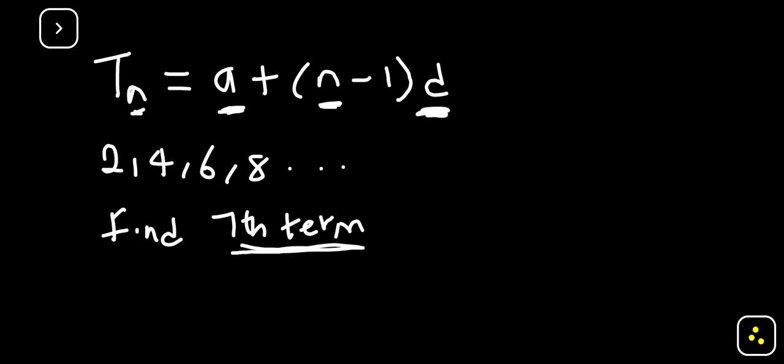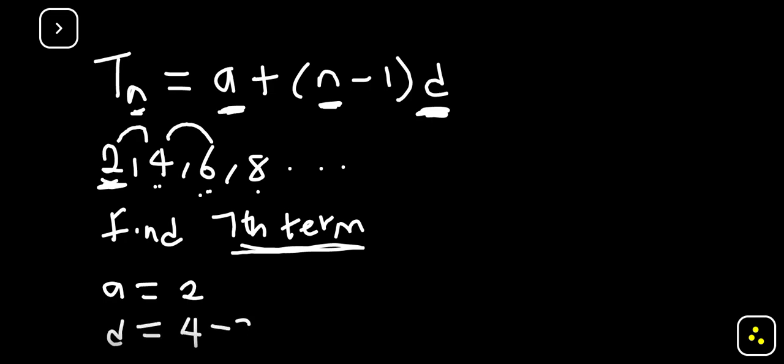So the first term is actually the first value in the sequence, which here is 2. So we can say that A is 2. The common difference is the number added to each of the terms to get the next term. So for you to get 4, you have to add 2 to the first term. To get 6, you add 2 also to 4, and to get 8, you add 2 to 6. Or you can find the common difference by using the second term to subtract the first term, or the third term to subtract the second term. So from this, the common difference will be 4 minus 2, which is equal to 2.